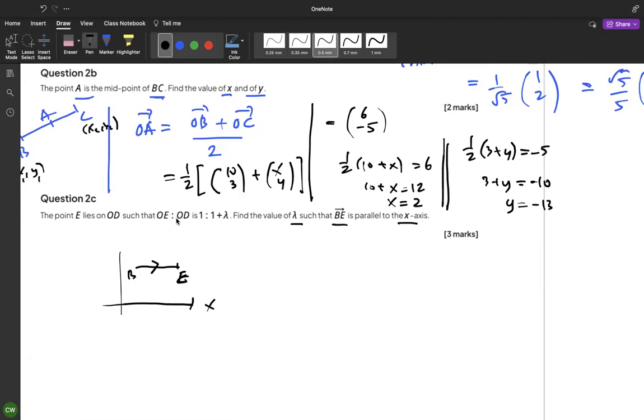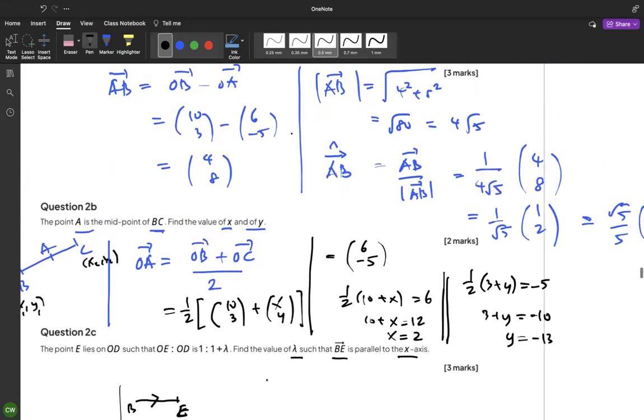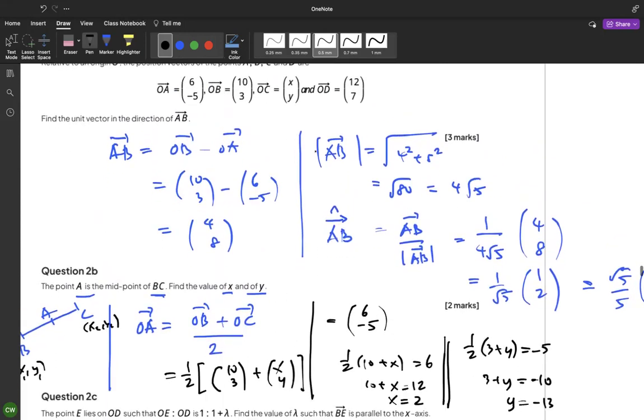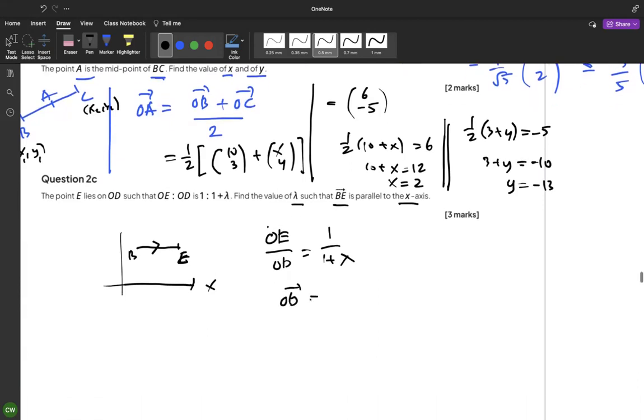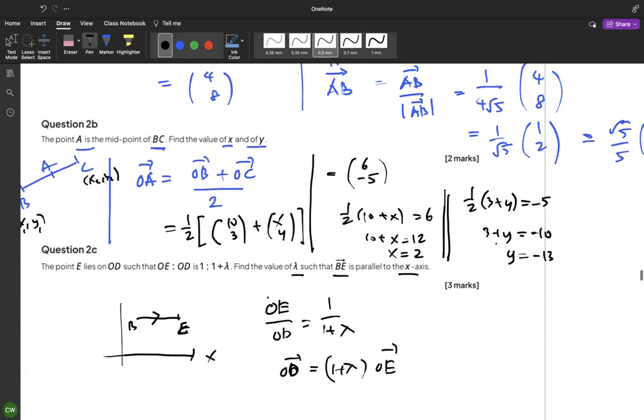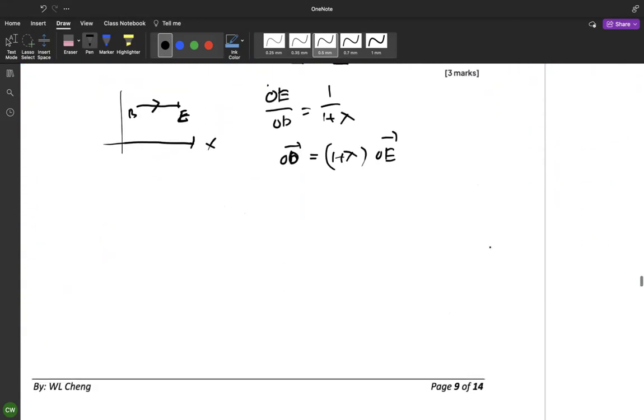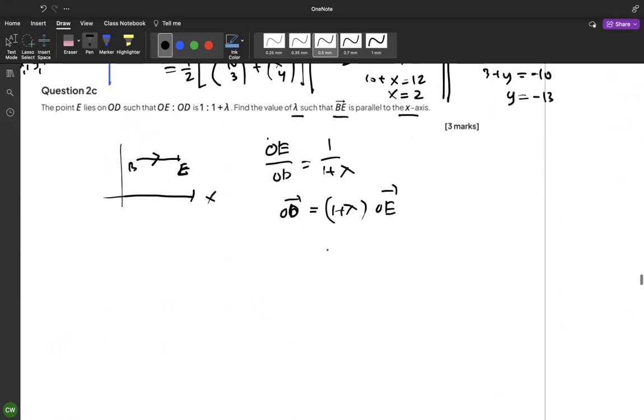So this one will tell us what is the thing that we have. OD we have. OE we don't have. If OE divided by OD is 1 over 1 plus lambda, that means OD is 1 plus lambda OE. Right. So what is the thing that we have? We have OD.